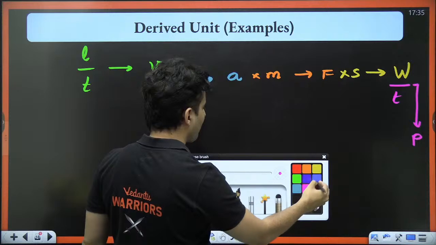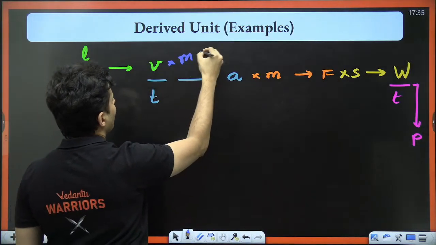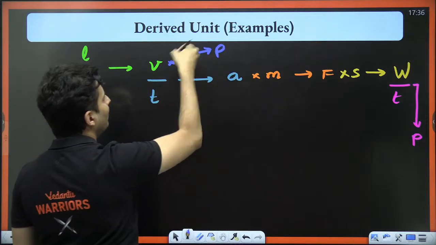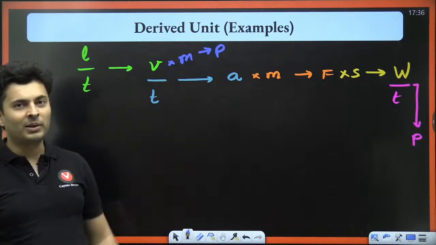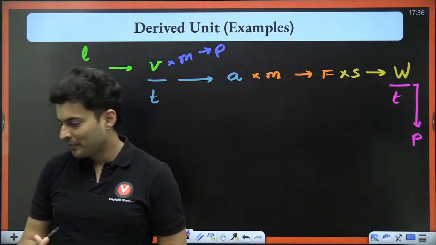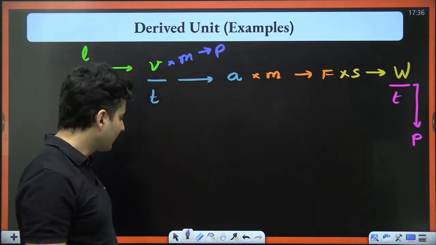I can also take velocity and multiply it with mass and I will get momentum. Momentum is also a derived quantity. So this is how things work when you try to identify who is dependent on what.